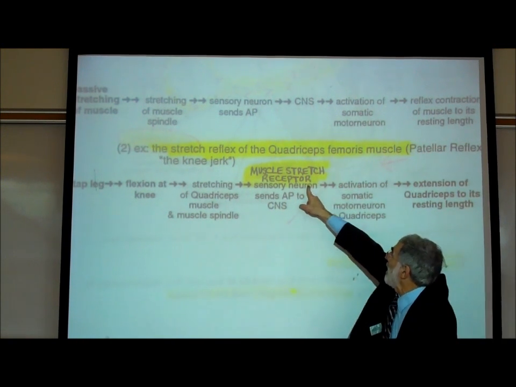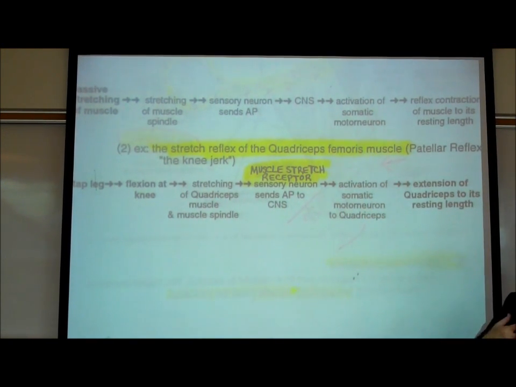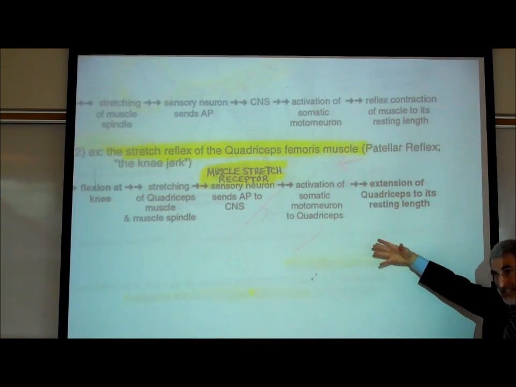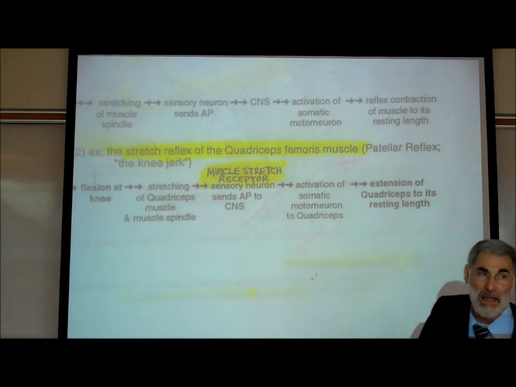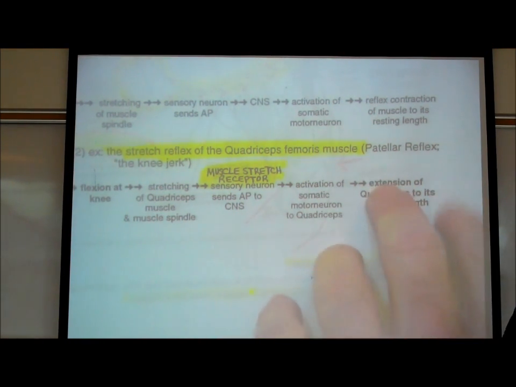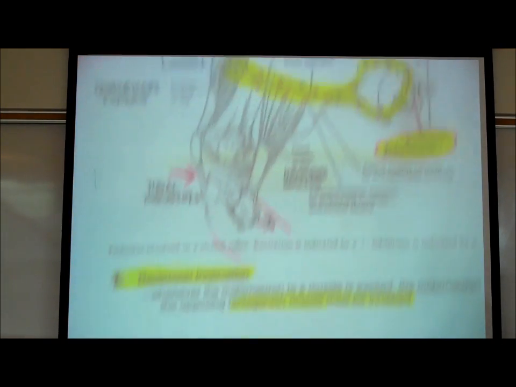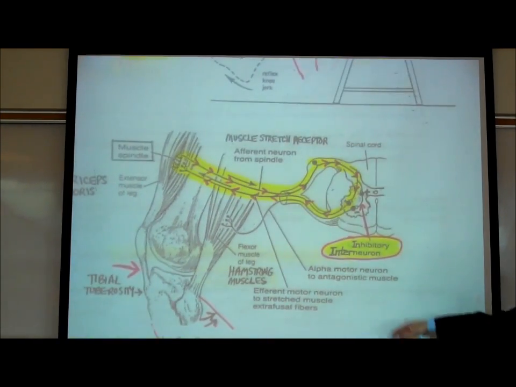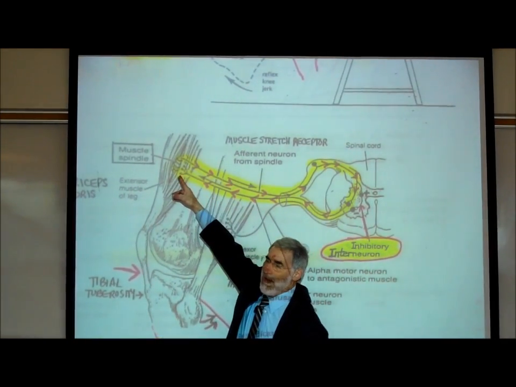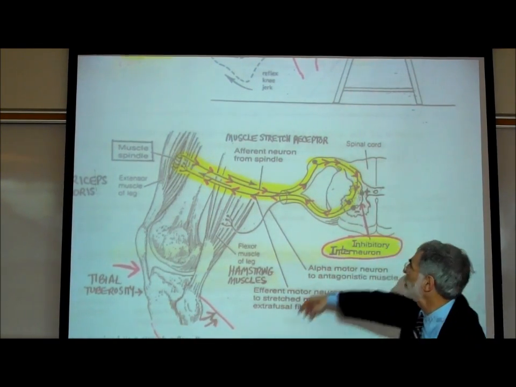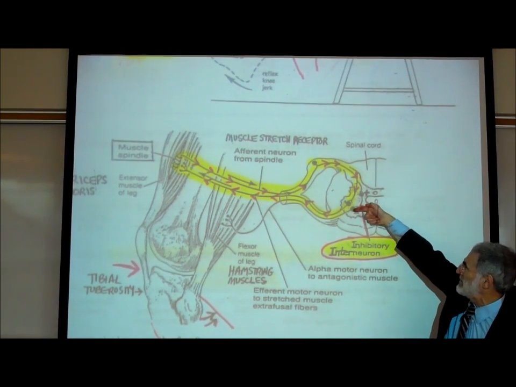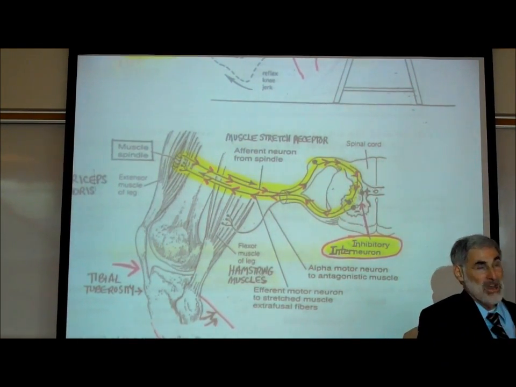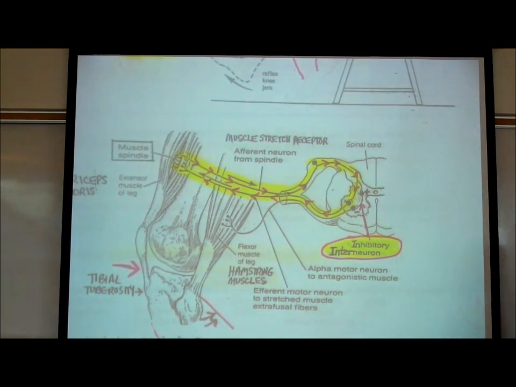That sensory neuron activates the somatic motor neuron to the quadriceps, and when the quadriceps is activated to contract, that extends your lower leg. But we've also learned on page 90 that we're also going to see this phenomenon called reciprocal innervation. That at the same time the somatic motor neuron to the quadriceps is activated, we are going to see simultaneously inhibition of the somatic motor neuron that controls the antagonist muscle, the hamstring muscle, so that it will not interfere with this reflex response.